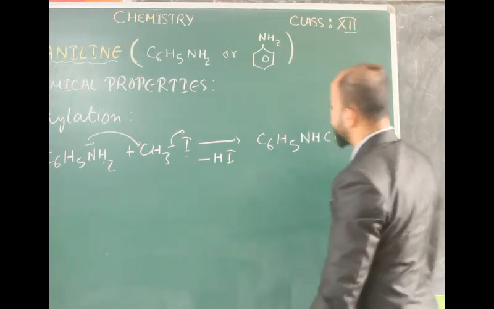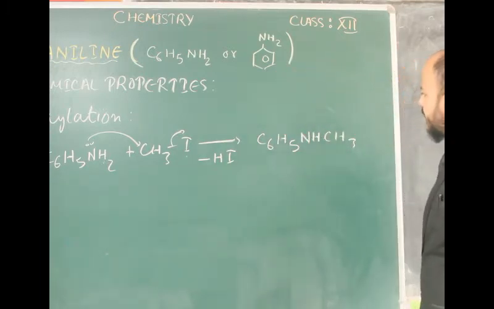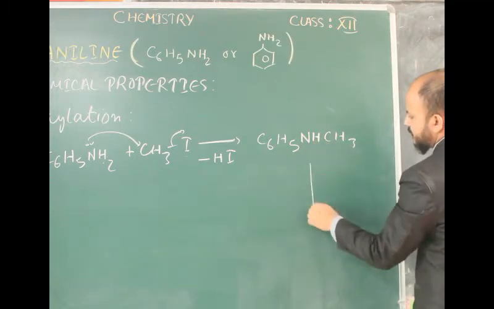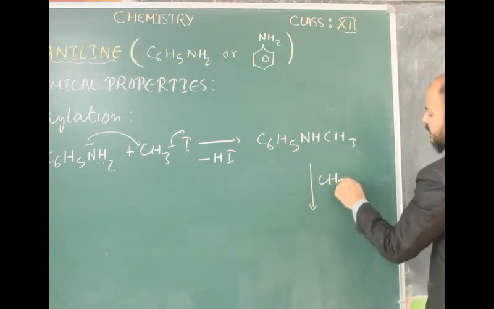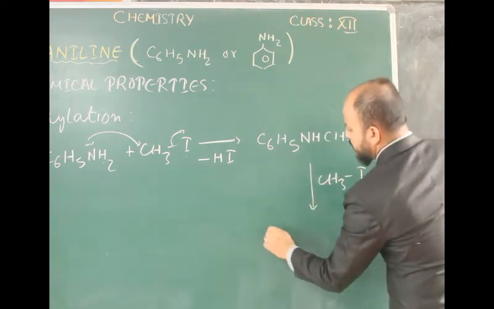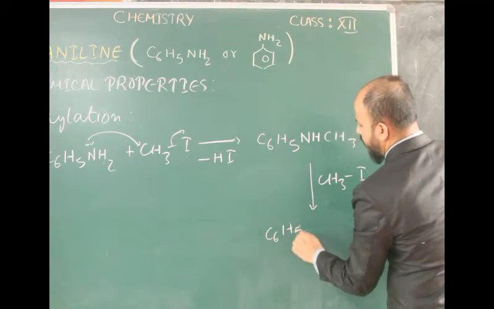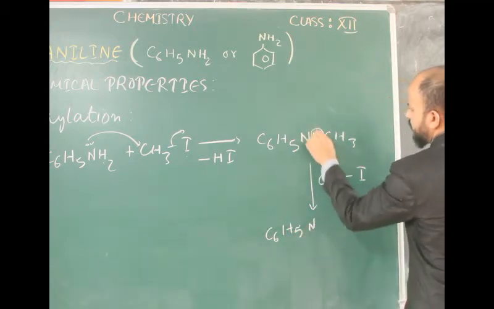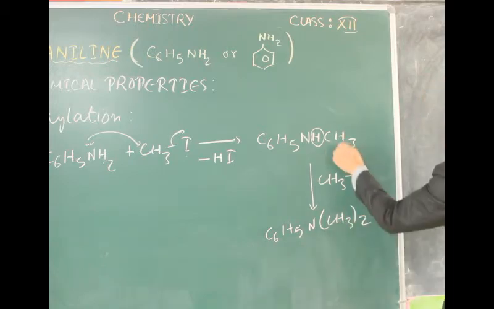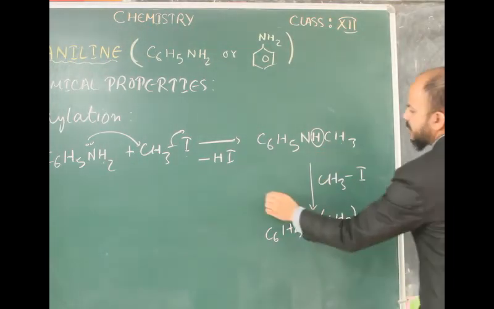Similarly, since it has a replaceable hydrogen, it further reacts again with alkyl iodide, that is CH3I, and again you will be getting C6H5N. Now this hydrogen will be replaced with a CH3 group. So it will have CH3 twice, minus H.